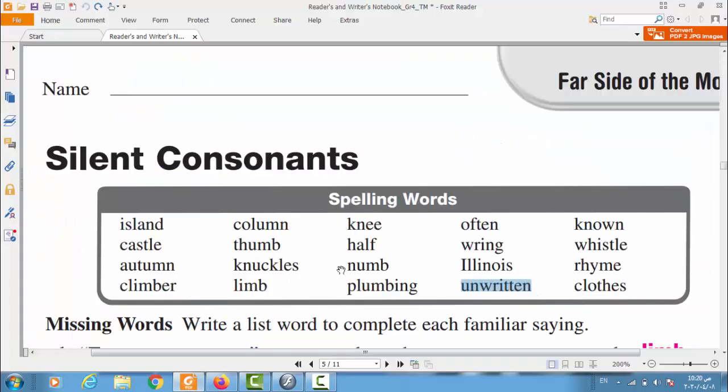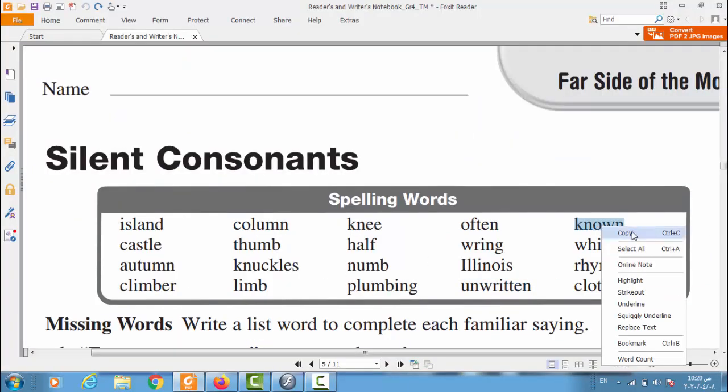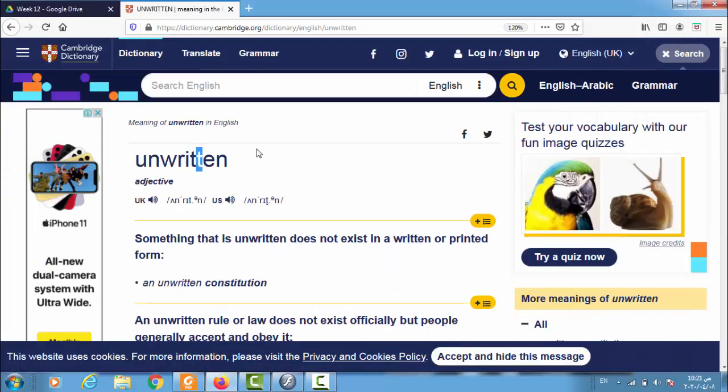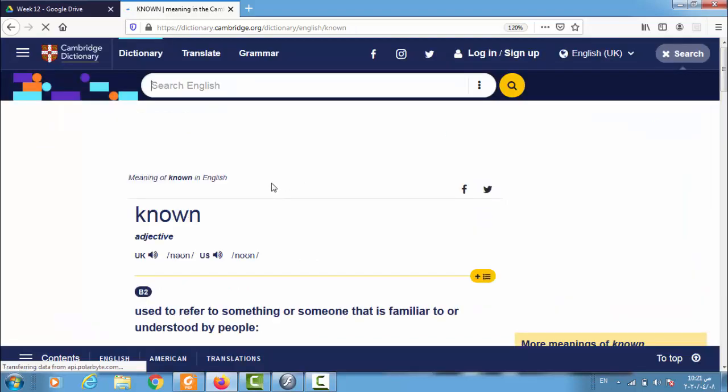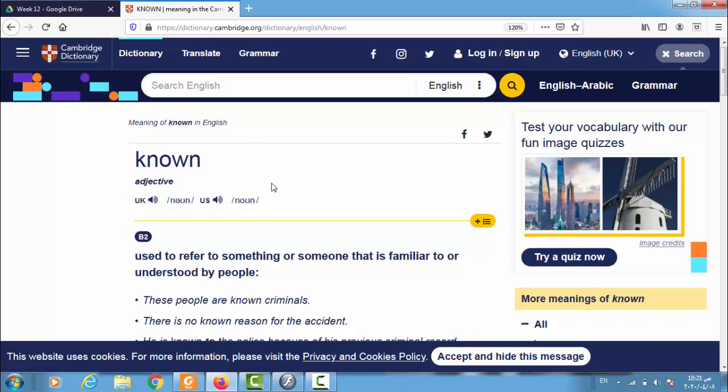Okay. The next one. Listen. Known. You can find that K is silent in here. Known is used to refer to something or someone that is familiar to you or understood by people. Known means someone or something that is known by people, or many people know it.